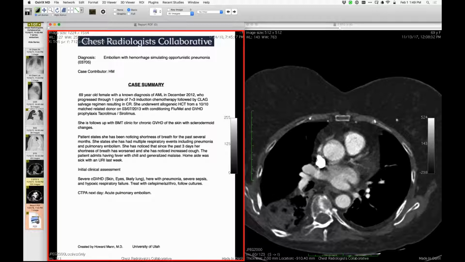There's a history of previous pneumonia and pulmonary embolism. So the history goes back, as you can see, quite a few years. And she was back at the clinic. But a lot of her treatment was quite a long time ago, although she's got some skin and eyes GVHD, as you can see there.